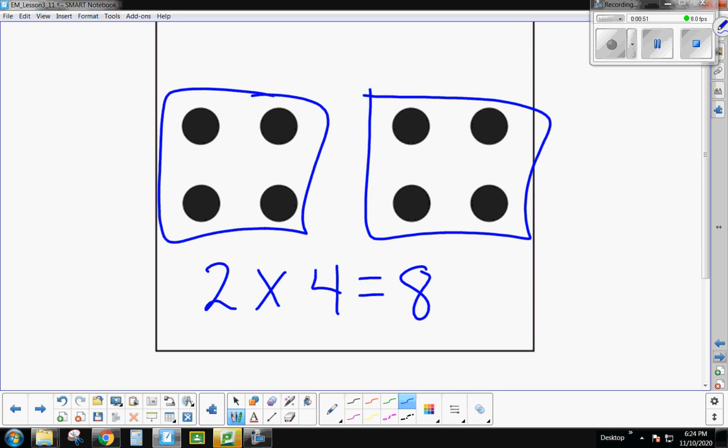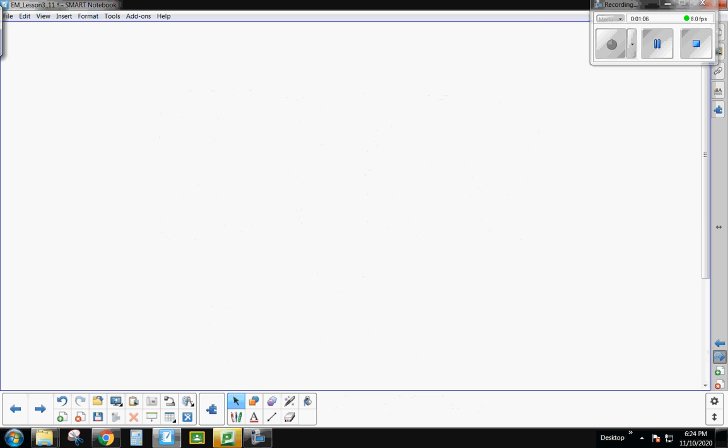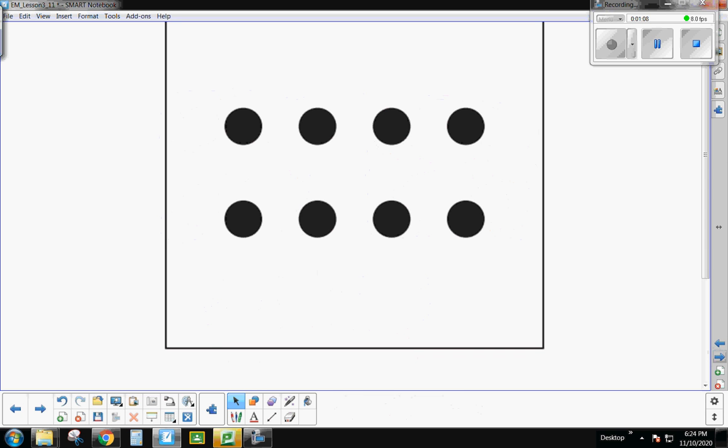Maybe you saw 4 groups of 2. 2, 2, 2, and 2. So maybe you saw 4 groups of 2, but that would still equal 8. All right, let's look at the next set of dots. Go ahead and write a number model for this picture.